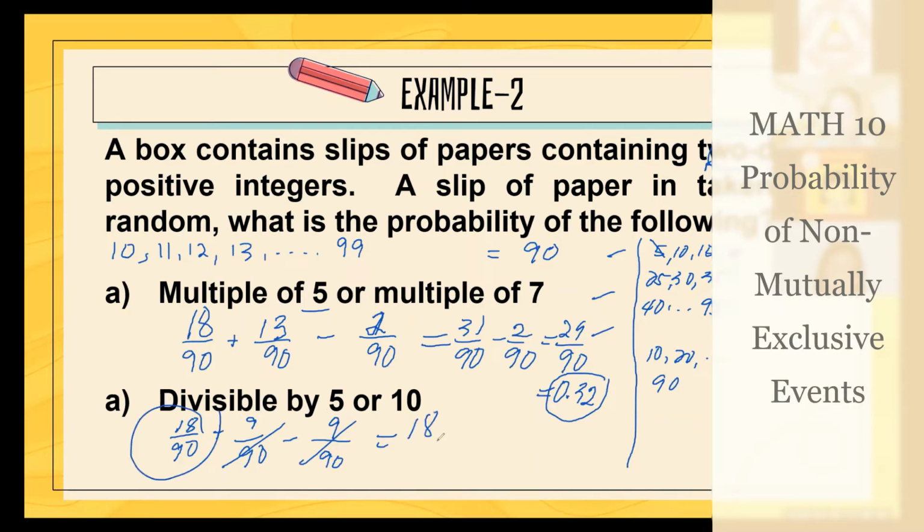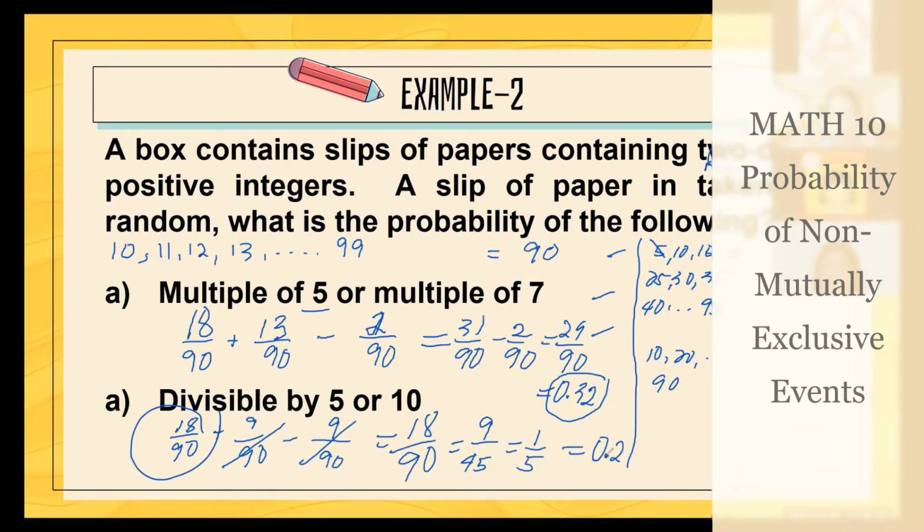18 over 90. And then, reduce to lowest term, divide by 2. 9 over 45 ba? Tama ba? Divide by 9, 1 over 5. Tama? And then, lowest term, 10 divided by 5, 0.2.